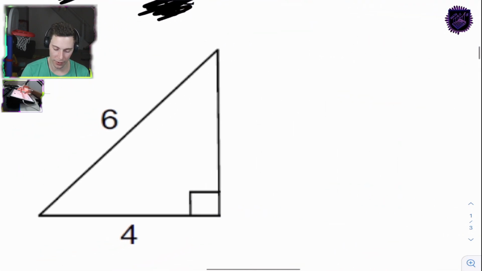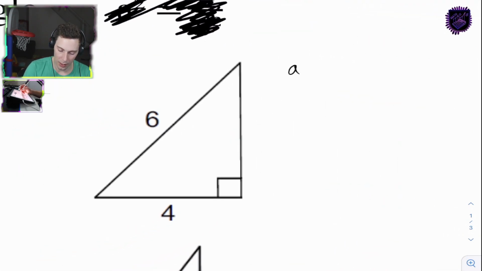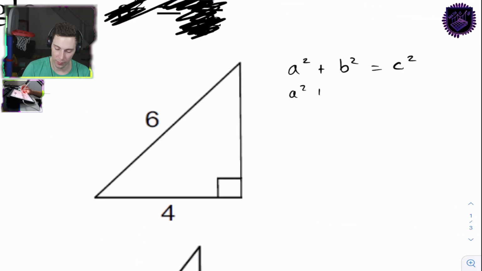Let's move on here. Let's start with our formula. A squared plus b squared equals c squared. Let's put in our known values. We don't know a squared, plus we do know b squared, 4 squared, is equal to c squared, which is 6 squared. So this is going to be a squared plus 16 is equal to 36.